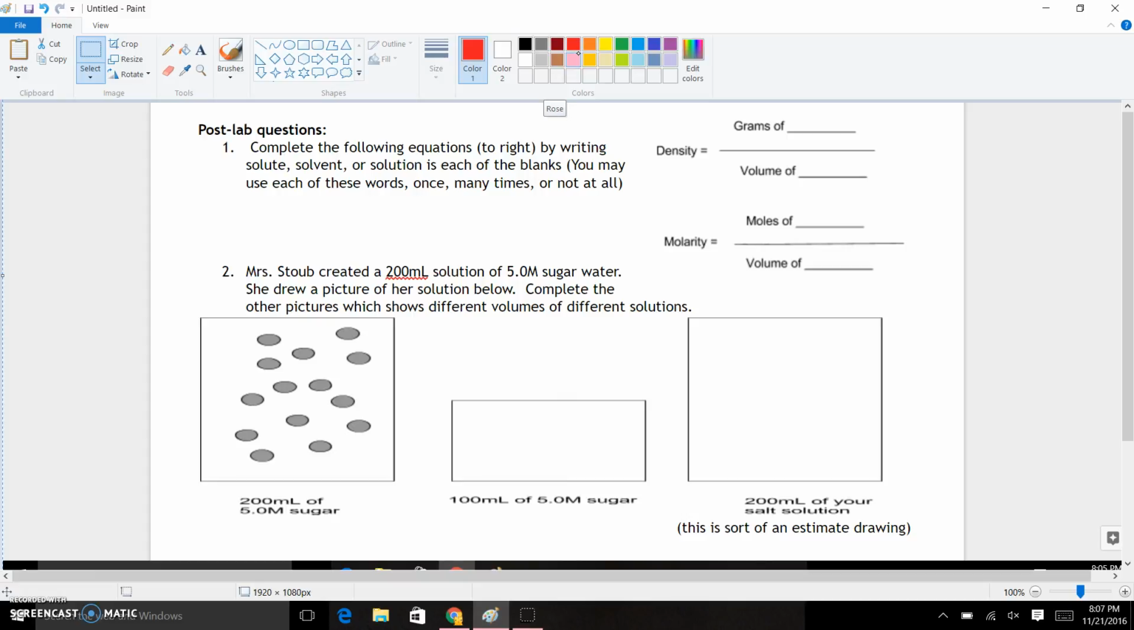So here I wanted to talk about how density and molarity are really quite similar, but they're entirely different all at the same time. Density talks about how much stuff is packed in per volume. Molarity is kind of the same deal, how much stuff is packed in per volume. But yet, they are pretty different.